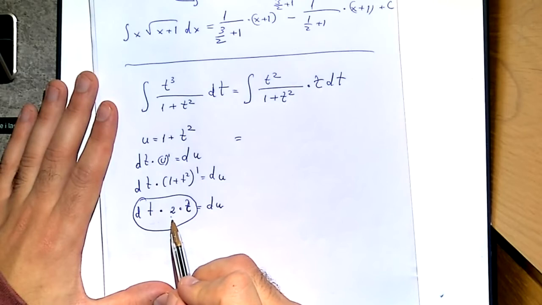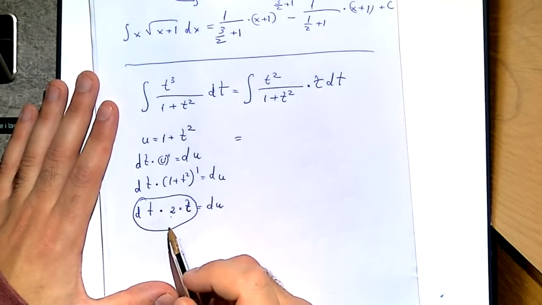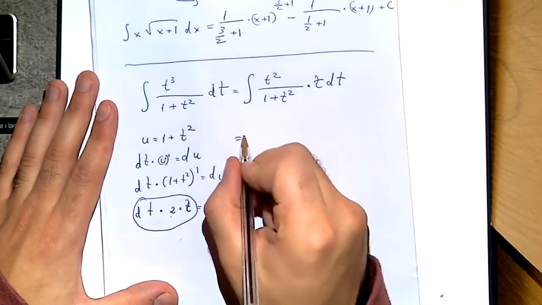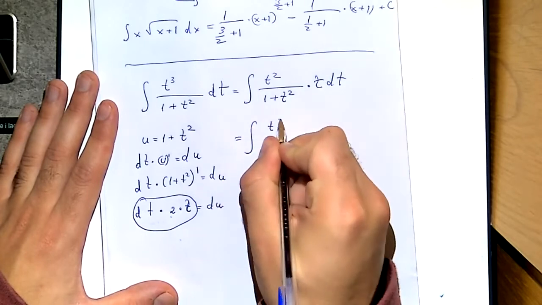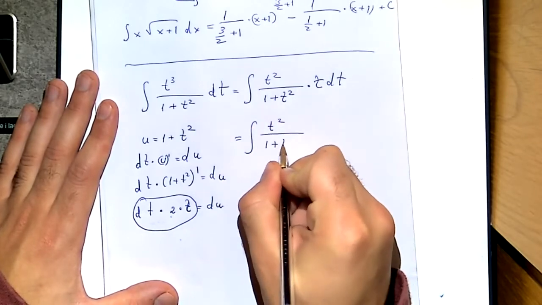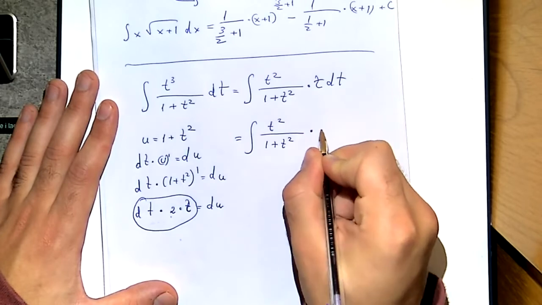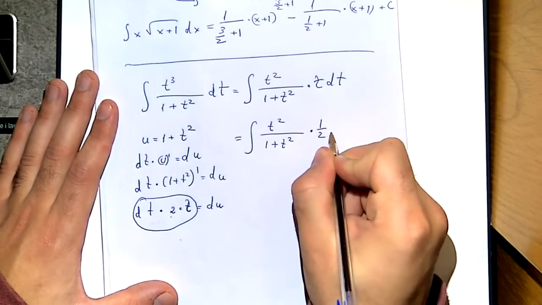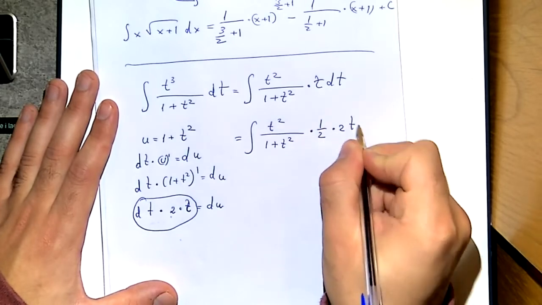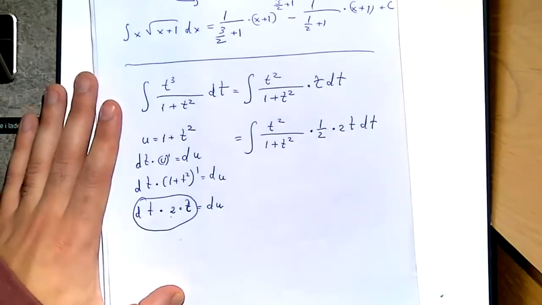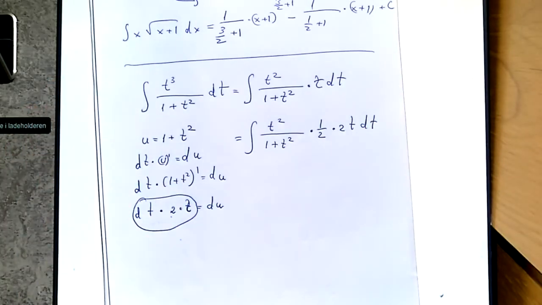Whenever you're dealing with constants, you can just force it. What do I mean by force it? Well, this is just equal to the integral of t squared over 1 plus t squared, multiplied by a half, multiplied by 2t dt. Okay, everyone follow me on that? So I needed 2t dt.